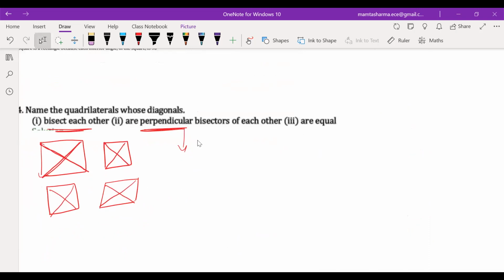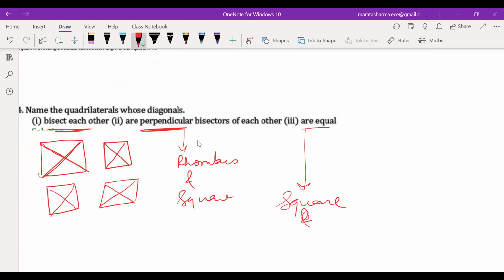Now see, diagonals perpendicularly bisect each other for a rhombus and a square. Diagonals are equal in a square. Ma'am, so for all, the options go to square? Yes, for square and rectangle also. For a rectangle also, both the diagonals are equal.